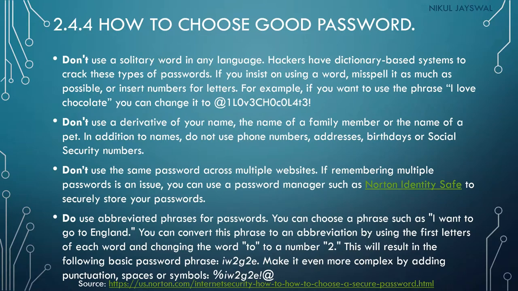Then do use abbreviated phrases for passwords. You can choose a phrase such as "I want to go to England," and convert this phrase to an abbreviation by using the first letter of each word and changing words to numbers. This results in the following basic password: IW2G2E. The meaning of this is I want to go to England. So this type of abbreviation can also be used as a password, which will make your password strong and very hard to guess.